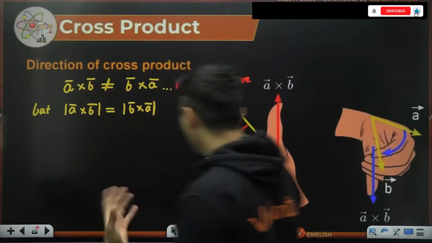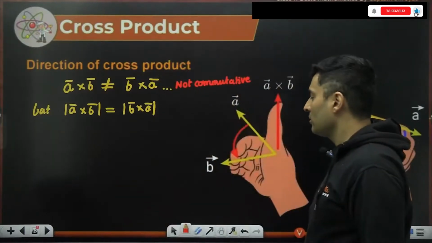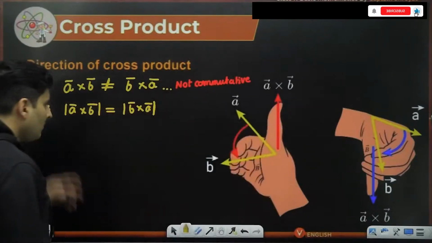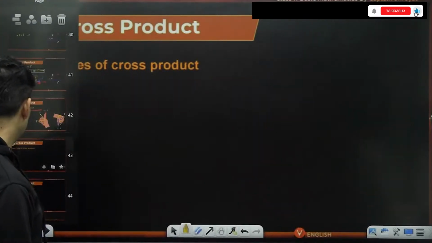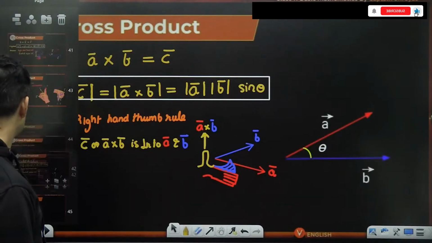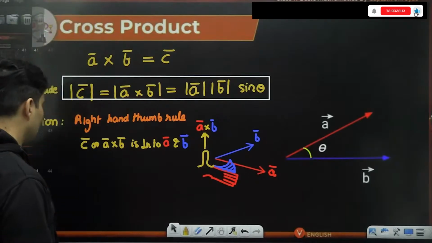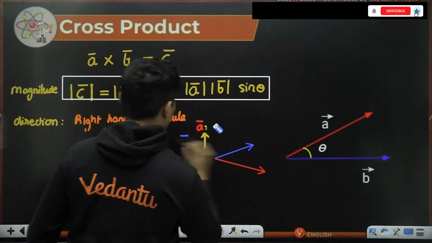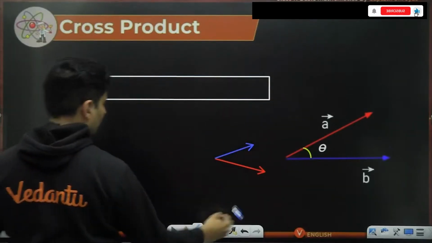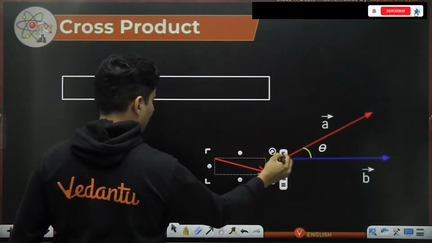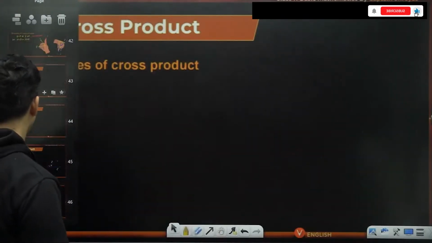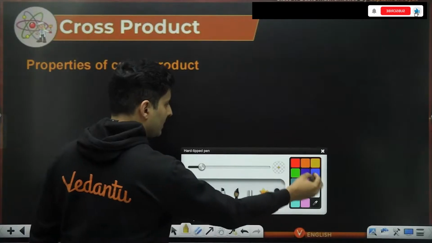In the exam, since you're already using your right hand for writing, many of you might have to be a little bit careful. Okay. Now that we are clear about this, what are the different properties, sir, of cross product? Let's come to that, and also some rules. What are the different things that we need to keep in mind?